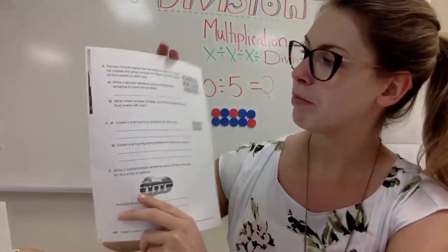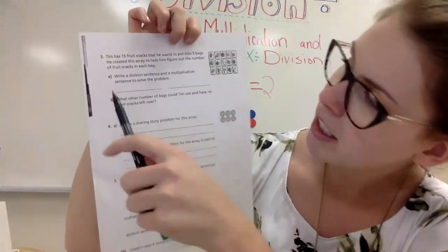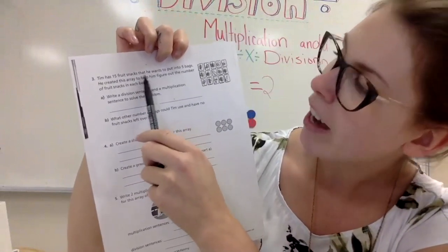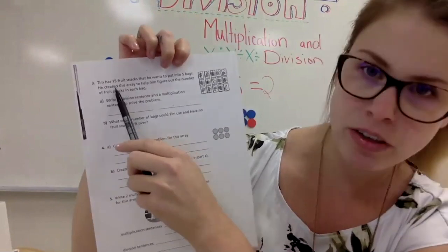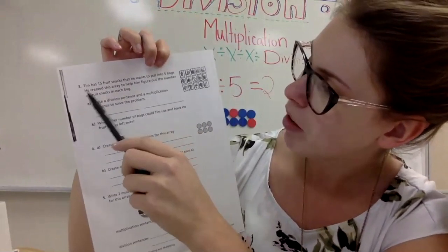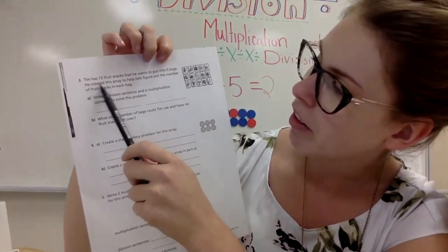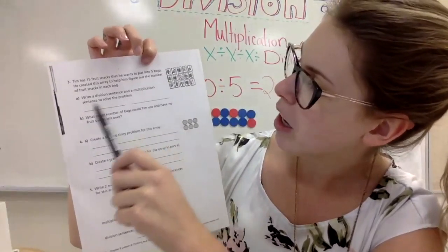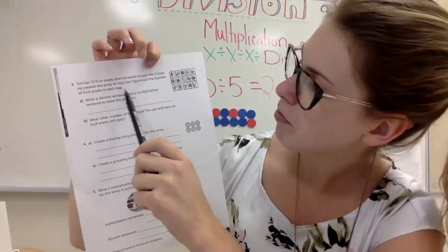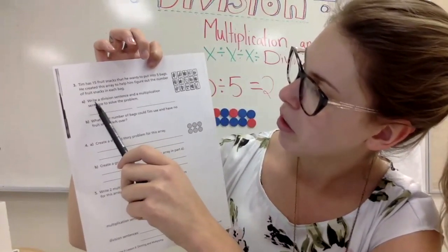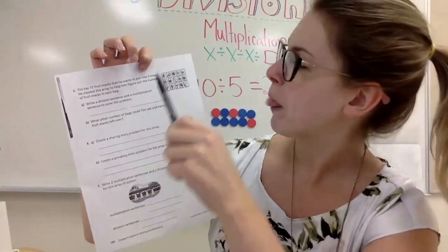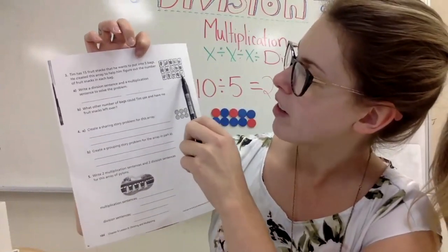Whatever works for you. Then on the back it says, Tim has 15 fruit snacks and he wants to put them into 5 bags. So he's got 15 fruit snacks, wants to put them into some bags, 5 bags to be exact. He created this array, so it's already done for you, to help him figure out the number of fruit snacks in each bag. And then he wants you to write a division sentence and a multiplication sentence to solve this problem.